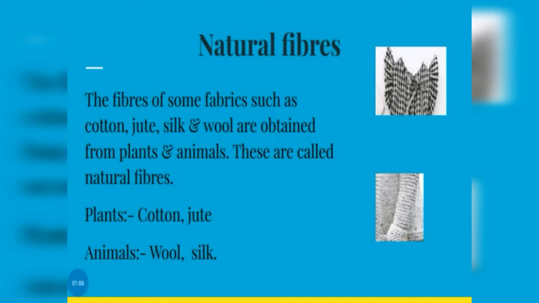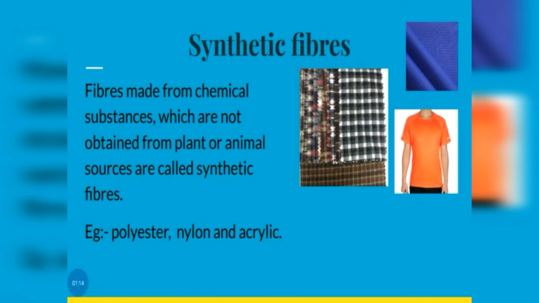For thousands of years, natural fibers were the only ones available for making fabrics. In the last 100 years or so, fibers are also made from chemical substances which are not obtained from plant or animal sources. These are called synthetic fibers. Some examples of synthetic fibers are polyester, nylon, and acrylic.